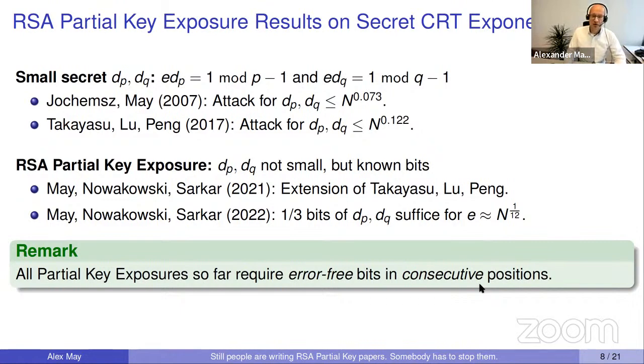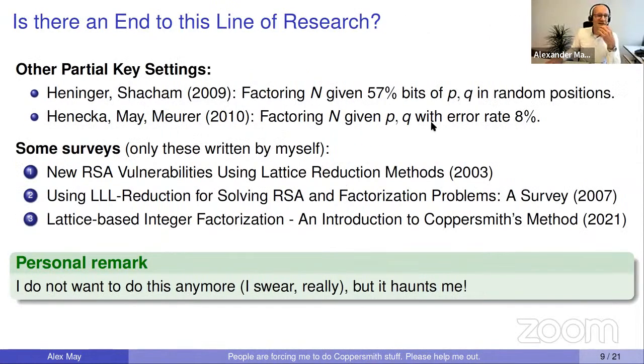Yeah, but there are also other settings, and one of the nicest algorithms that I know in this area is due to Henninger and Shacham from Crypto 2009. If you want to see a very simple algorithm in this partial key exposure setting, then please start with this one. It factors n given like 57% of the bits of P and Q in random positions. And the algorithm is super easy.